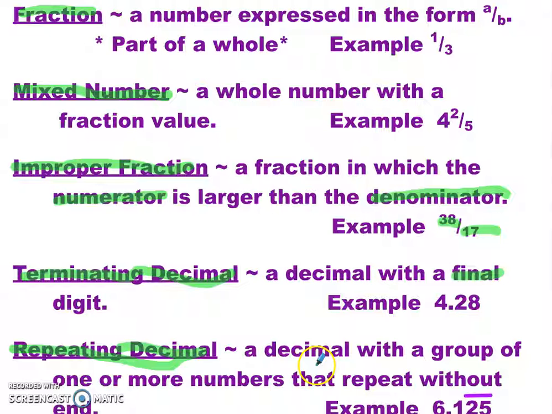And then our last one is our repeating decimal, which is exactly what it states. It repeats. Decimal with a group of one or more numbers that repeat without end. So example 6.125, the 25 has the line over it, so those two repeat.